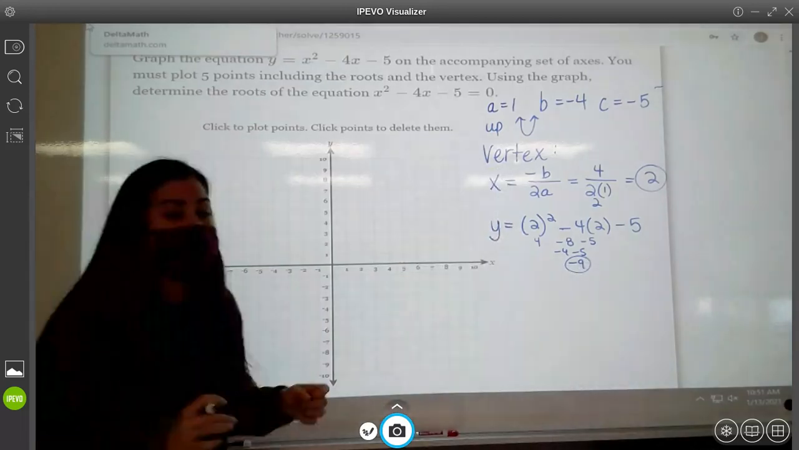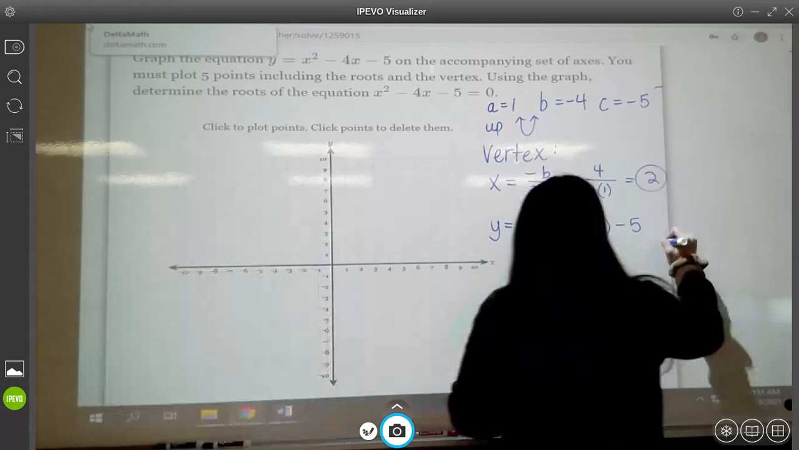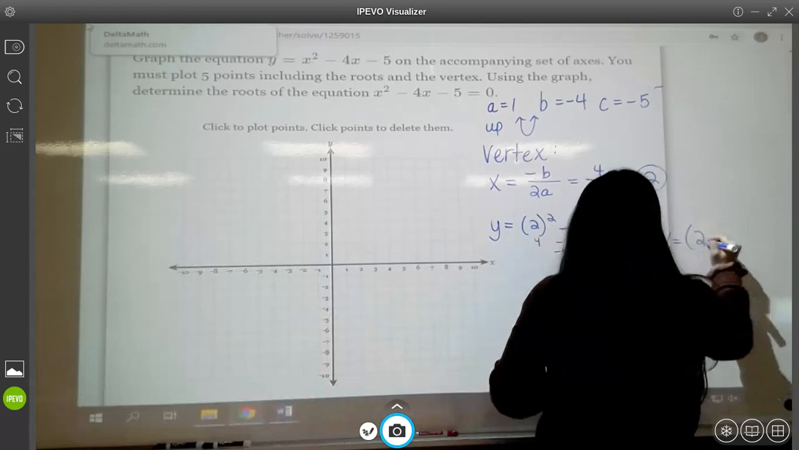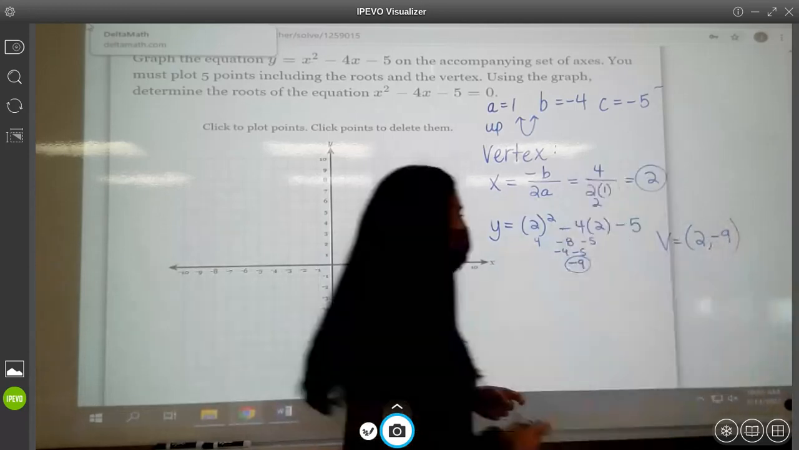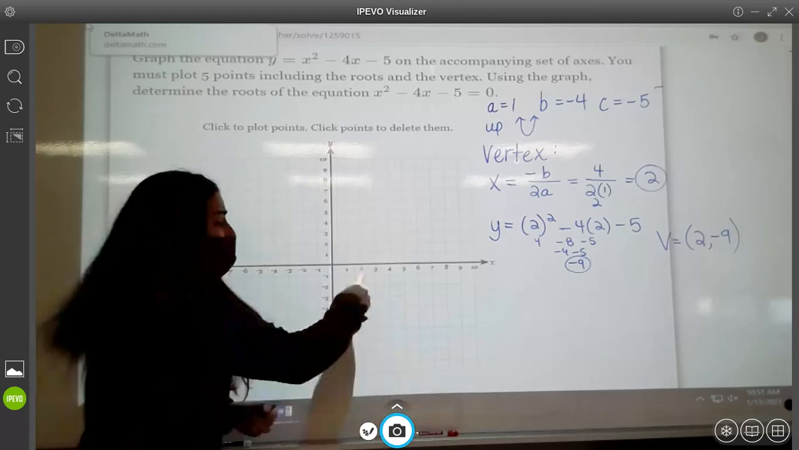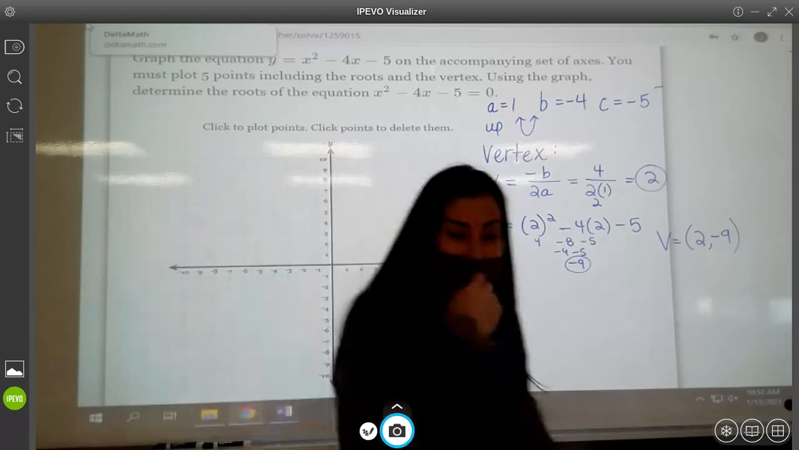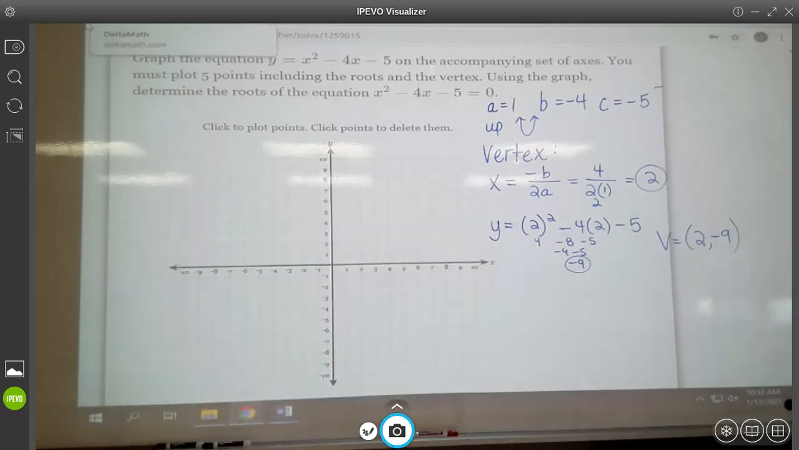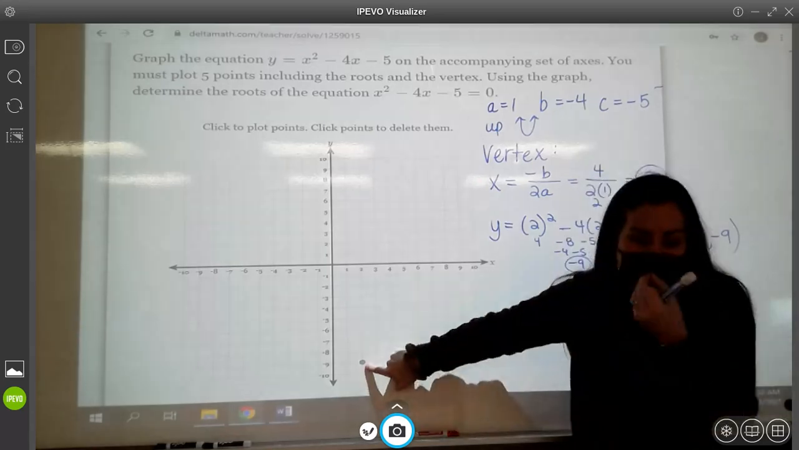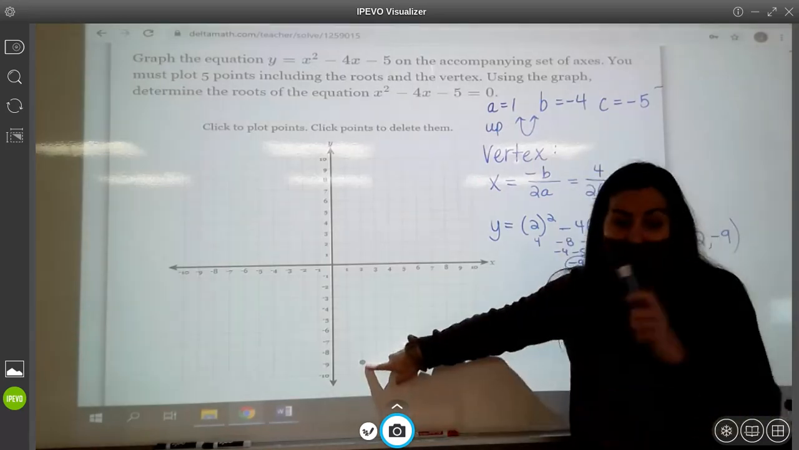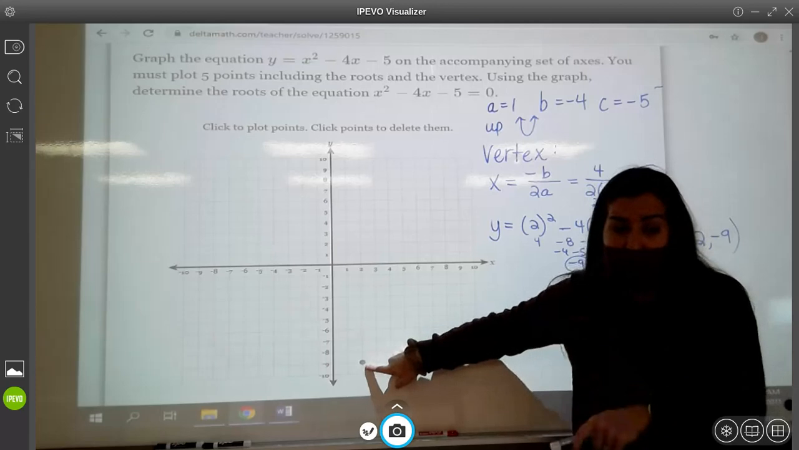Okay? So that means our vertex is the point (2, -9). I'm going to click on that dot right now and start graphing it as I get it. Boom, I got it. So right now, (2, -9) is my vertex. That counts as one of the 5 dots that it's going to let me click on.